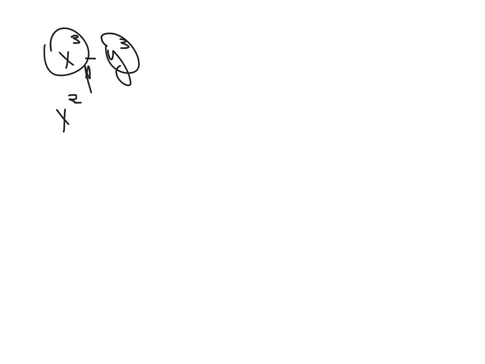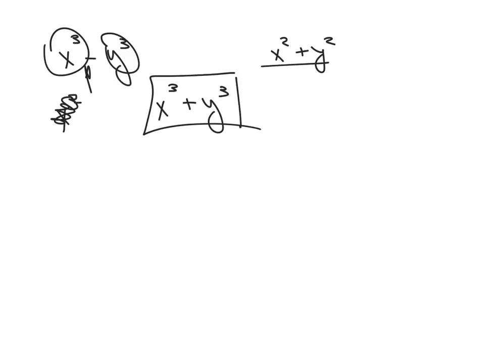When you did squares, remember I said if you had x squared plus y squared, there's no such formula for the sum of two squares. But when it comes to cubes, there is a formula. So if I have something in that format, I can use a formula in order to find the answer. So what is that formula?